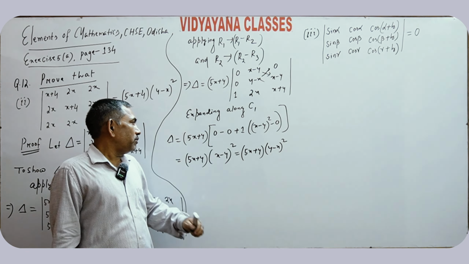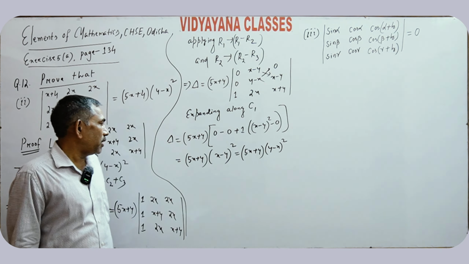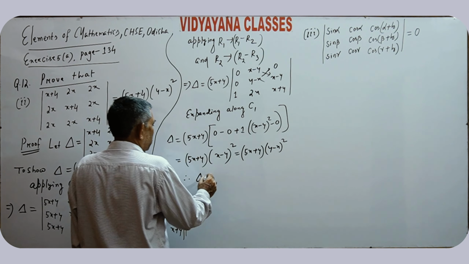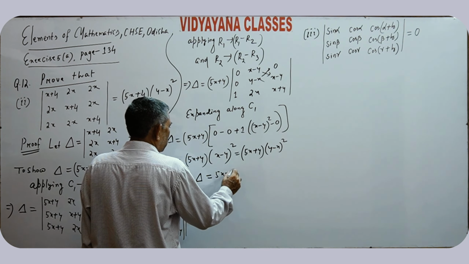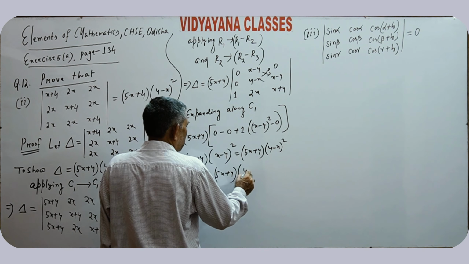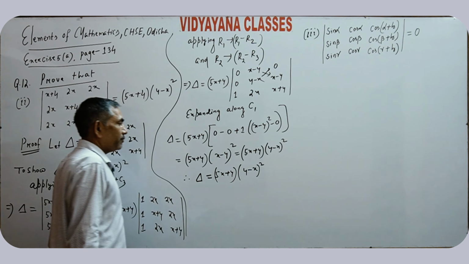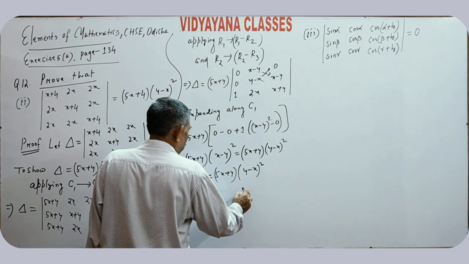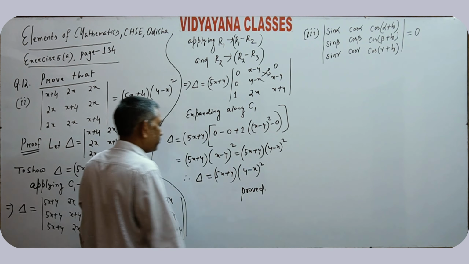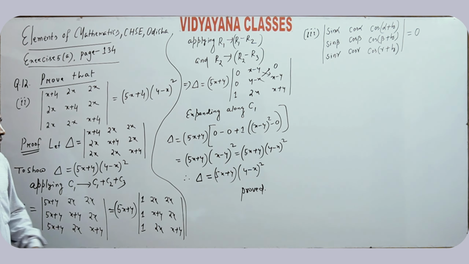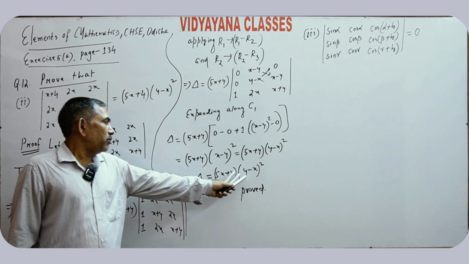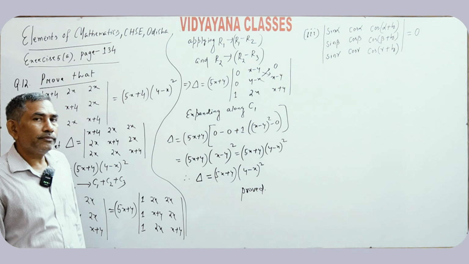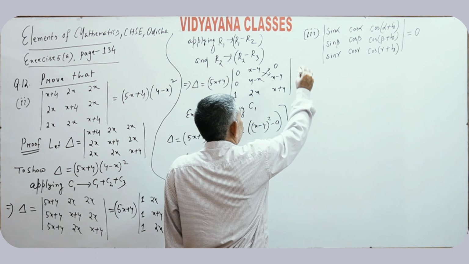a minus b whole square is the same as b minus a whole square. Therefore, del is equal to 5x plus 4 into 4 minus x whole square. Clear? Hence proved. Therefore, del is equal to 5x plus 4 into 4 minus x whole square. Clear? Okay. Next.